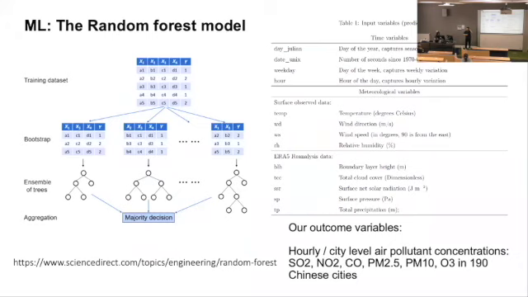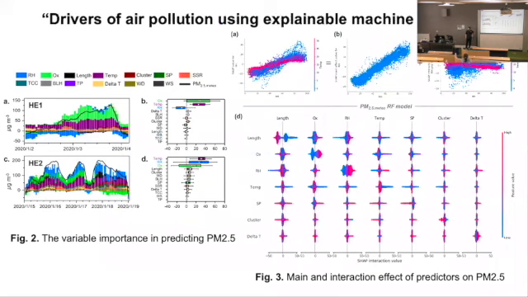Our random forest model is what we use for the weather normalization. This random forest model is a very powerful model to predict pollution levels using a lot of predictors. Our predictors include time variables and weather conditions like temperature and wind speed. Our outcome variable is hourly city-level air pollution in 190 Chinese cities, right? This is an advantage of machine learning. We are able to understand the drivers of air pollution using explainable machine learning.